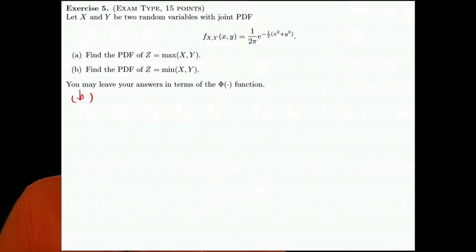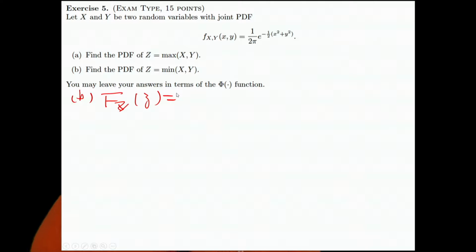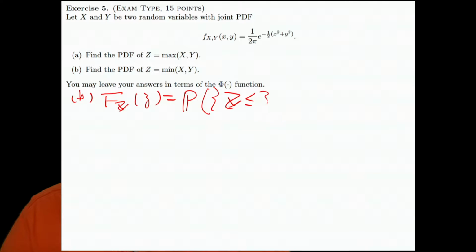Then we can get the PDF. So we can find the CDF first and then the PDF. So let me find the CDF of Z first. The CDF of Z, from the basic definition, is the probability that Z stands at or below a certain point called z.